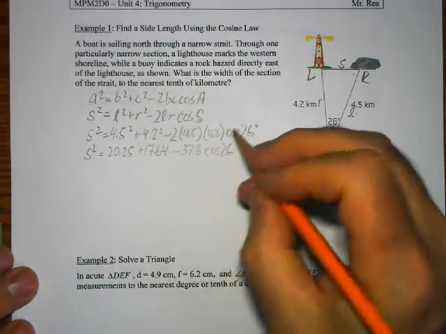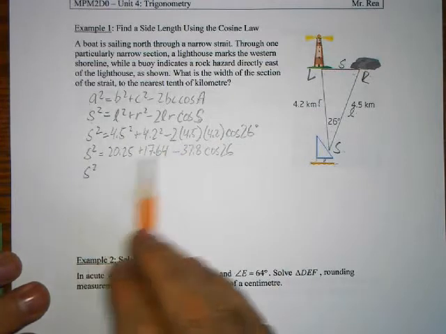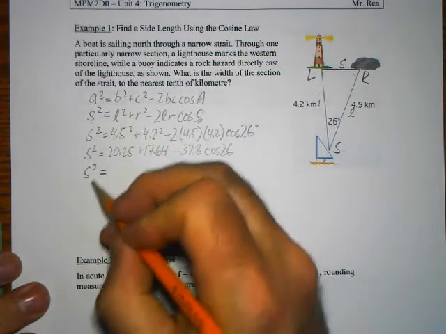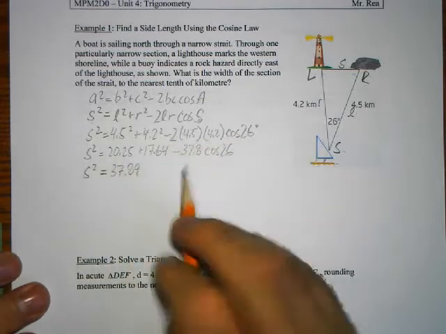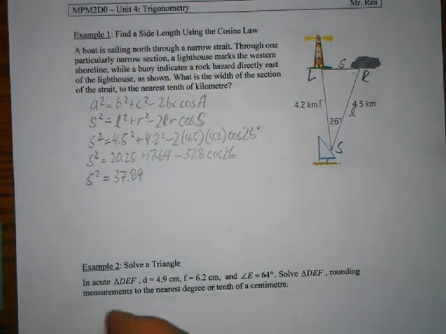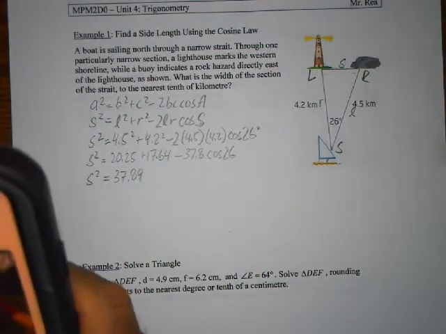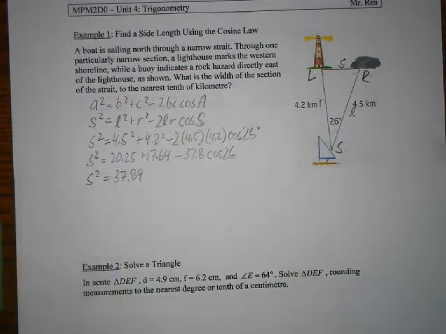Okay, and now what I'm going to do, two things here. I'm going to actually combine those two together. That's 37.89. And when I do this on the calculator, we'll just practice this one just so you remember what to do.